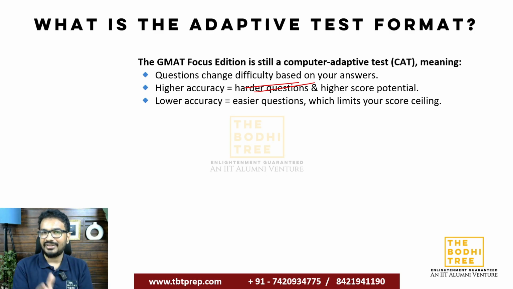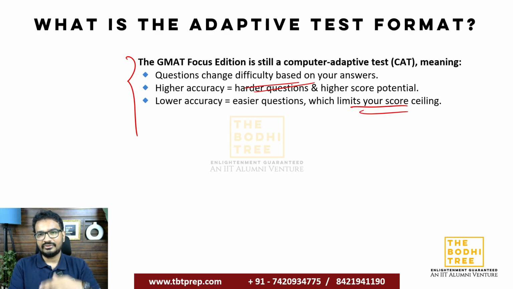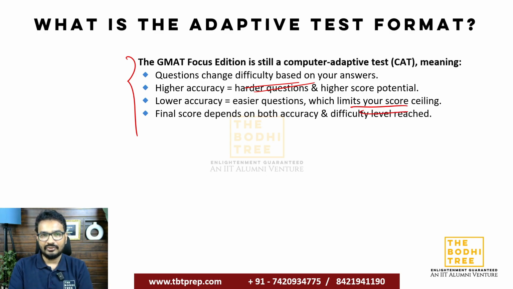Now we'll understand what is the difference between the GMAT Focus Edition and the old edition. This is the general meaning of the adaptive test. This will limit your score ceiling, right? If the accuracy is low, the score ceiling will get lower. The final score depends on both accuracy and difficulty level reached.